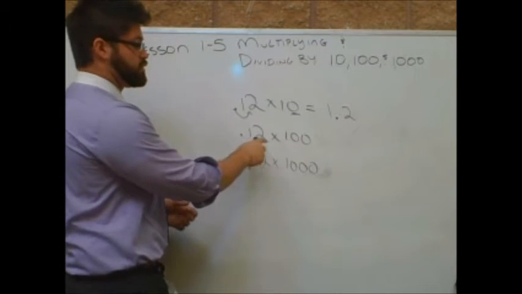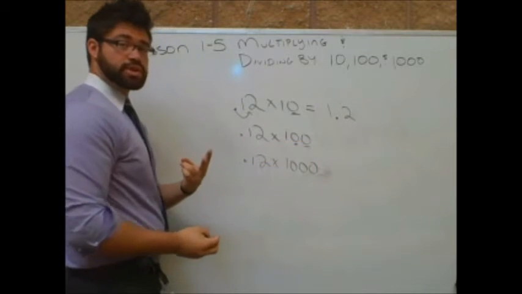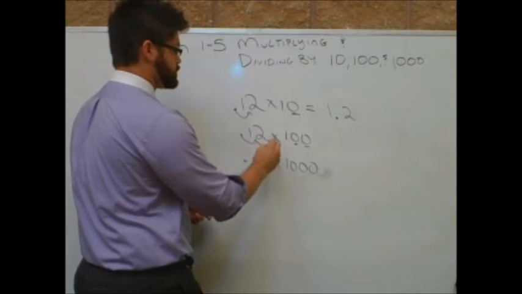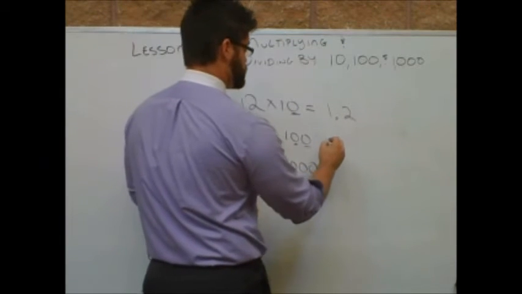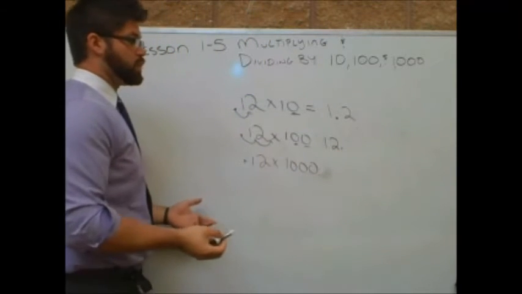And the next time we're taking 12 hundredths times 100. How many zeros? Well, we have 2 zeros, so we're going to move it 2 places to the right. 1, 2. So our decimal this time is after the 12.